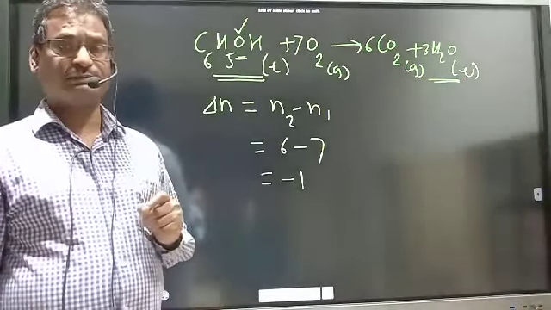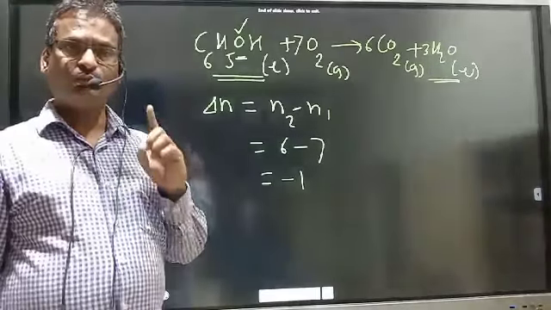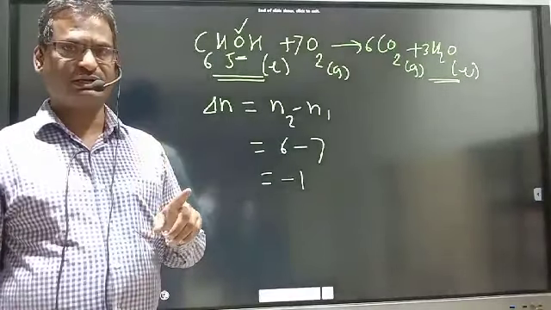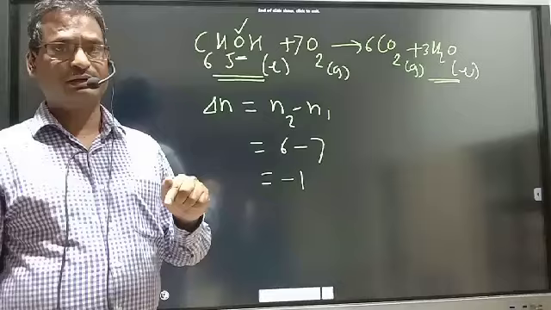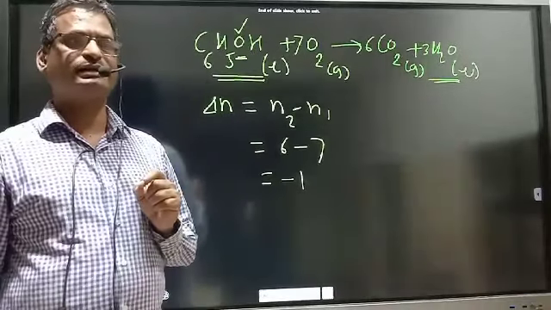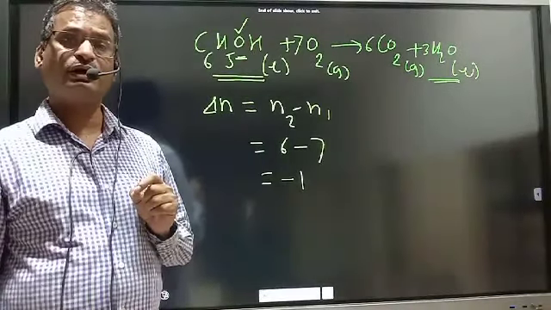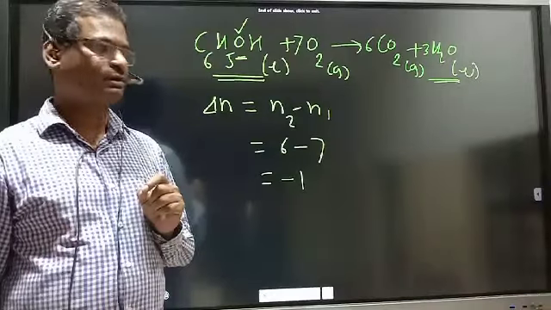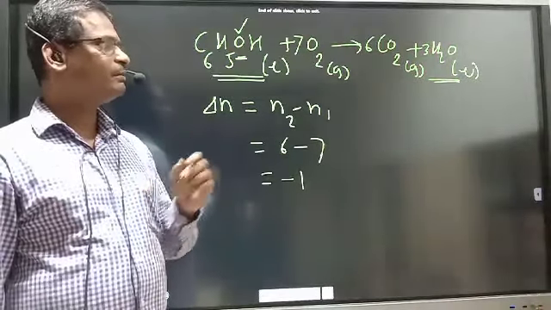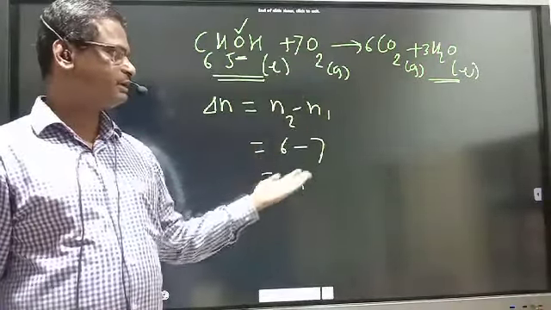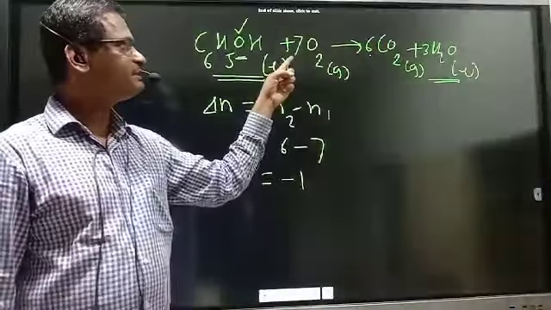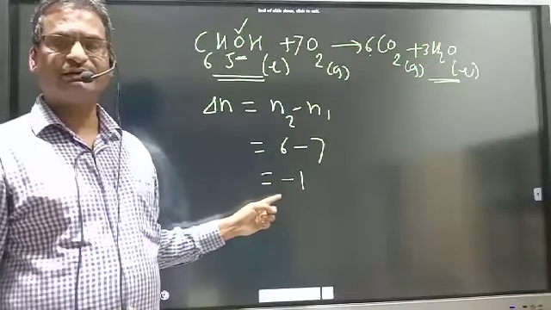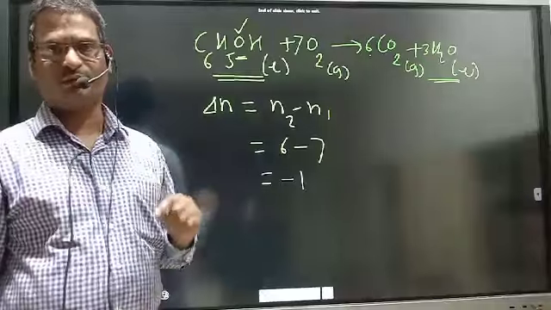For calculation of change in number of moles, you must know how to balance the combustion reactions and then take only gaseous state number of moles of product and gaseous state number of moles of reactant. Product minus reactant, N2 minus N1. This is 6, this is 7. So answer is minus 1, change in number of moles.